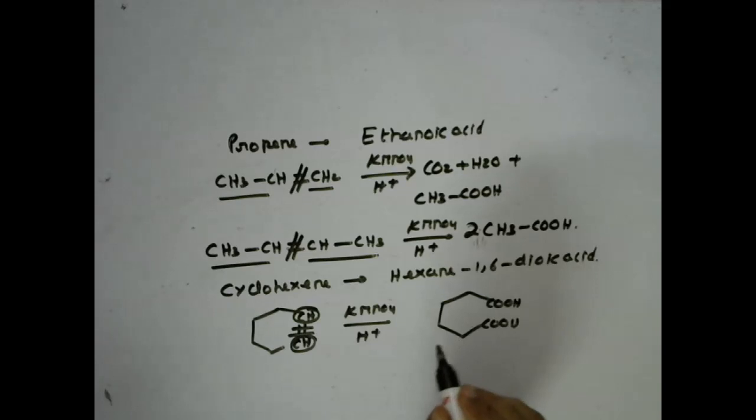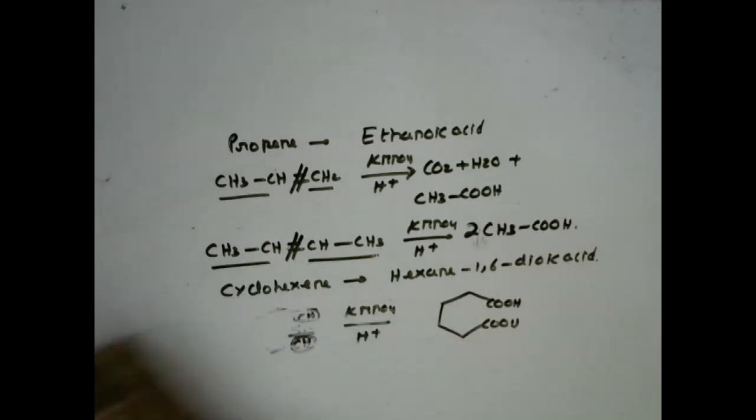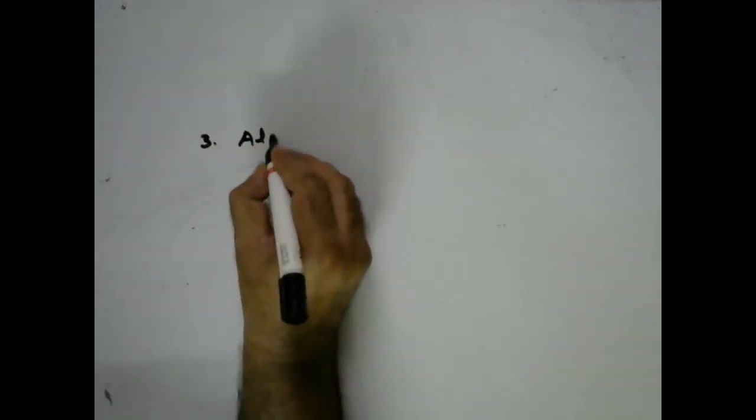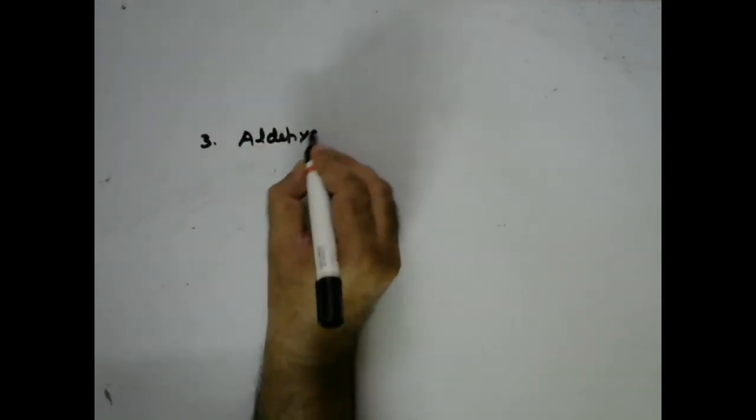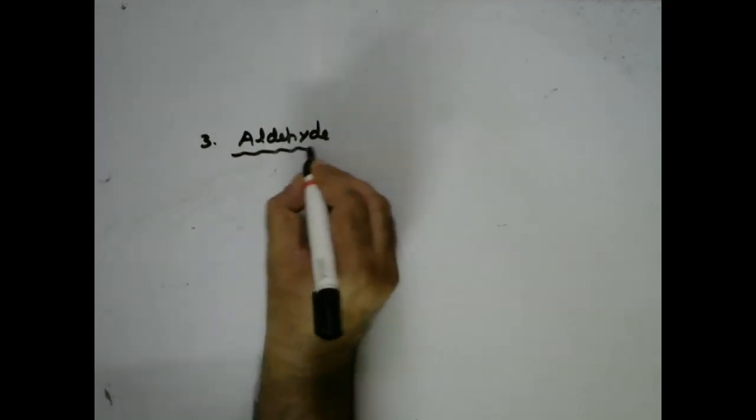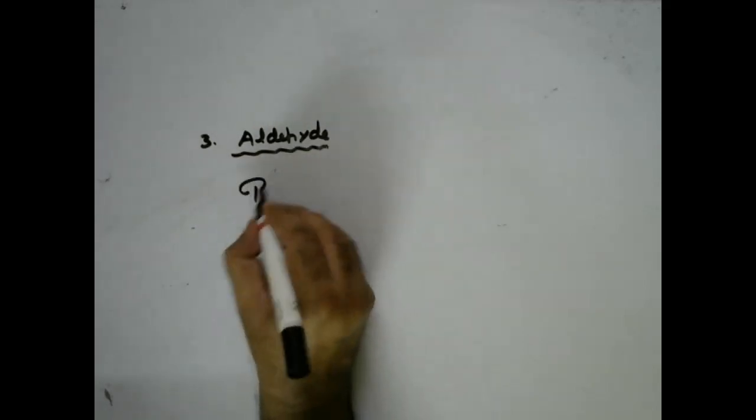So alkene on oxidation under drastic condition will give you nothing but the formation of carboxylic acid. So we have done it from primary alcohol by oxidation. We have done it from alkene. It was again by oxidation. Now we are going to discuss the third method, that is from aldehyde. Again, aldehyde on oxidation gives you acid with the same number of carbon atoms. So we have an aldehyde.